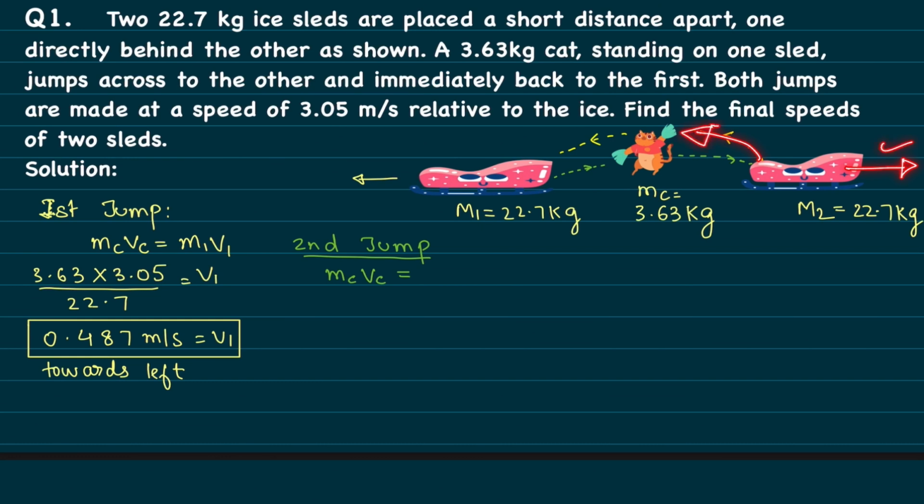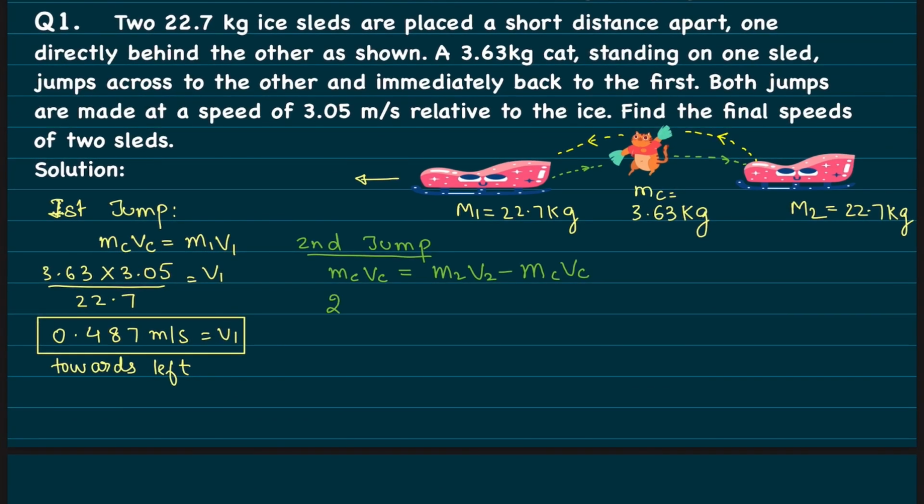So one is positive and this is negative. The sled is moving toward the positive, right direction, so m2, the mass of the sled, times the speed of the sled, minus the mass of the cat and the speed of the cat. Why the negative sign? Because after the jump the cat is moving towards the left, again towards the first sled. So let's put in some values. You will get 2 mc vc equals m2 v2, right?